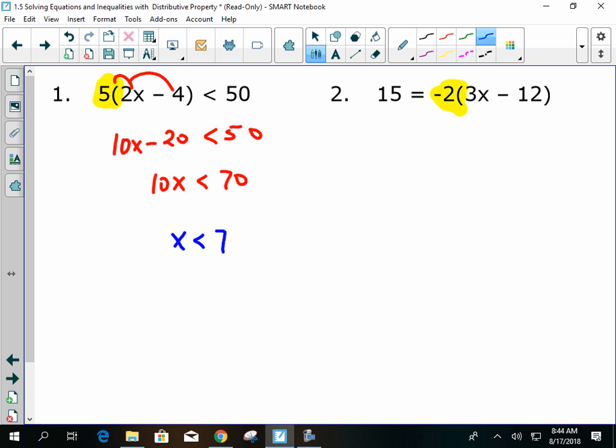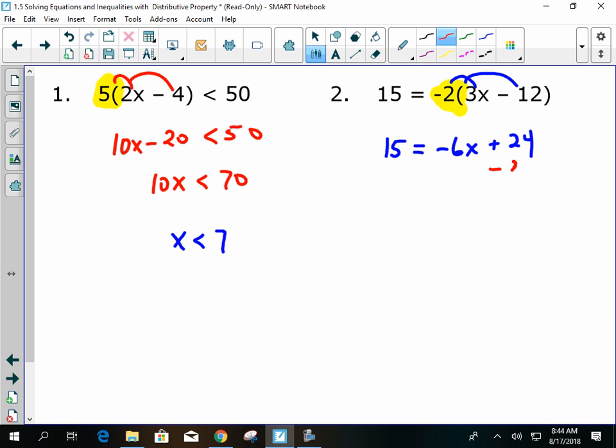Yes, I am skipping steps now because you should be that good at solving. If you're not, you need to practice. You need to come in. I'm going to distribute that 2, or negative 2. 15 equals negative 6x plus 24.